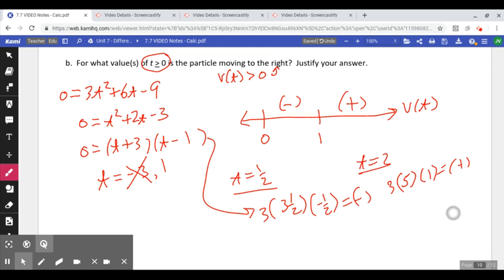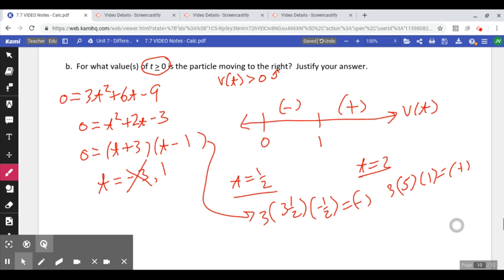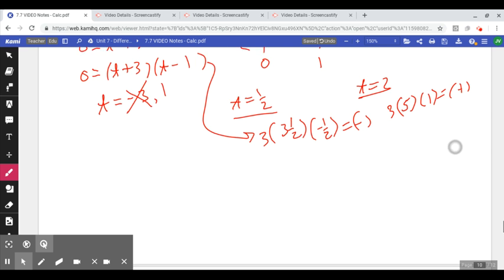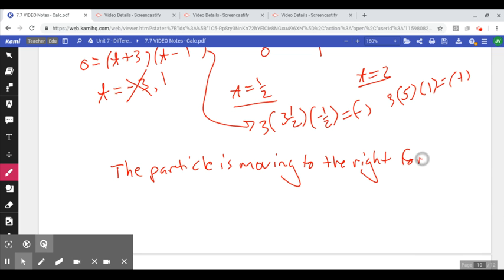Well, to list this as our response, let's go back and read the question. It says for what value or values of t greater than or equal to 0 is the particle moving to the right. So we can just use the question to help us write the response. So we could say the particle is moving to the right for t over the interval 1 to infinity, because v of t is greater than 0. Or you can say v of t is positive, meaning that the particle is moving to the right.